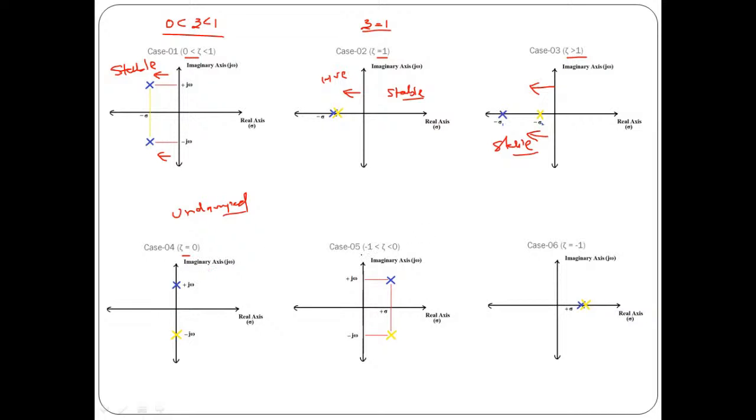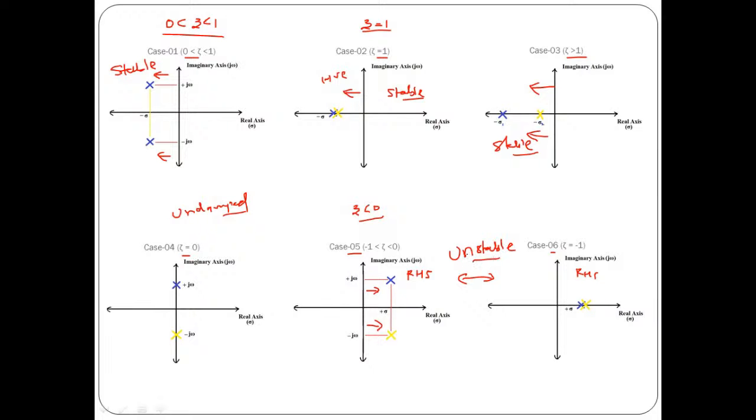And the moment, if you see case number 5 and case number 6, if you put the value of zeta negative, that means less than 0, the location of poles with respect to the imaginary axis are going to shift to the right hand side. See here, right hand side, here also right hand side. Now in both the cases, the system is said to be absolutely unstable.